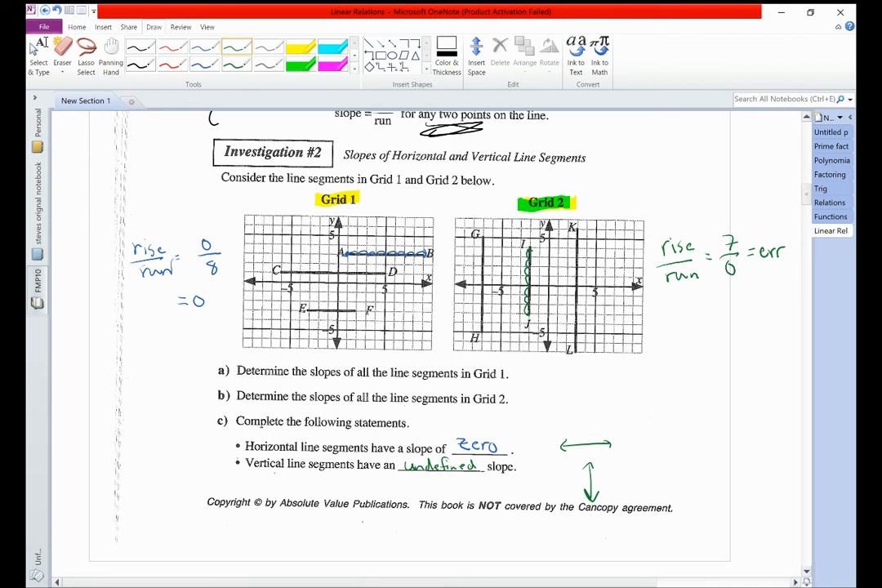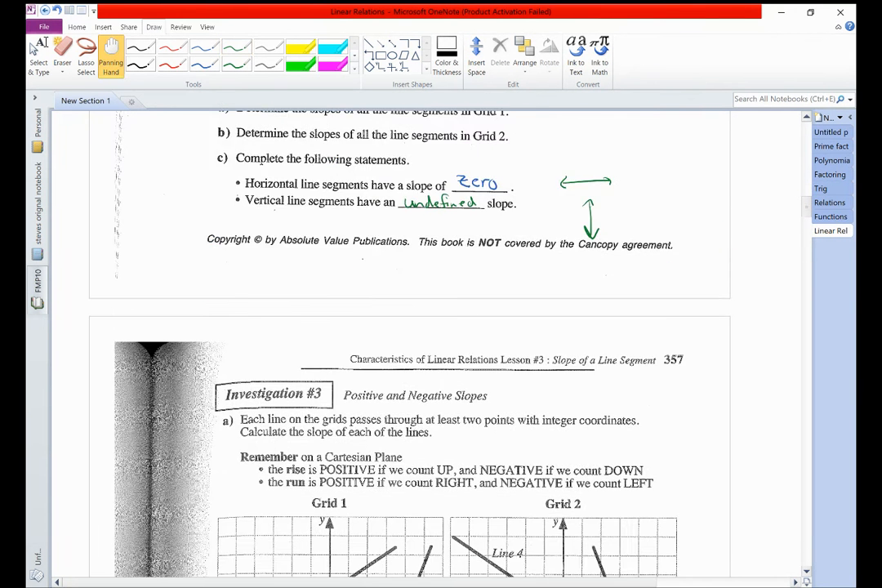Cool. This is going a lot quicker than I expected, so that's fantastic. We have 1.5 more pages.